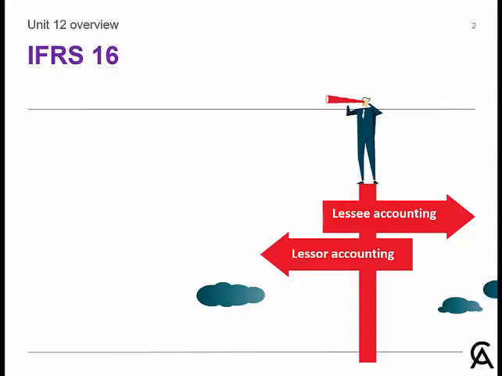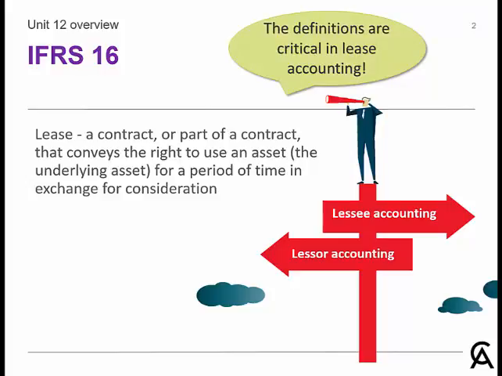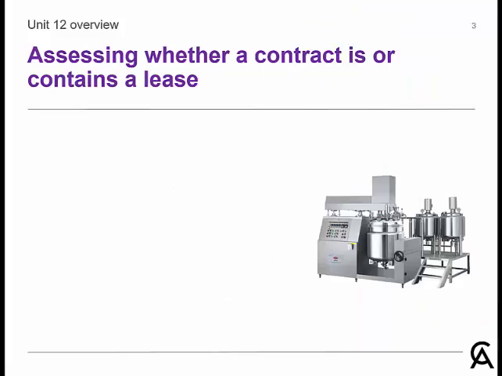To apply IFRS 16, we need to work out whether we're dealing with a lease. So firstly, we need to look at the definition. A lease is a contract or part of a contract that conveys the right to use an asset, the underlying asset, for a period of time in exchange for consideration. We then apply the appropriate accounting for the lessee or the lessor. The definitions within IFRS 16 are so important when you apply lease accounting, so make sure you read those.